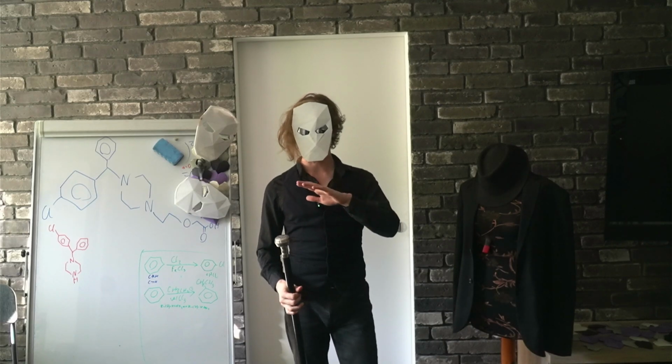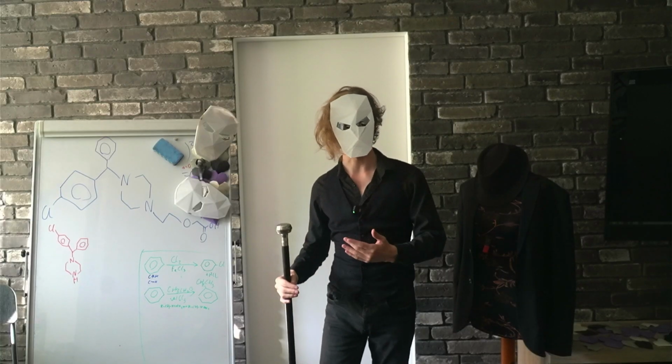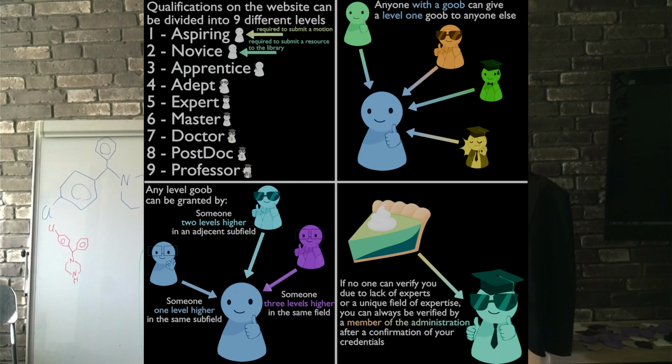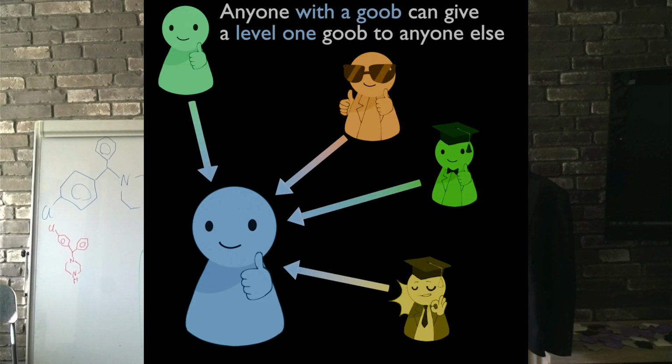Okay, so what are the requirements to verify others? I've made this graphic in order to explain it. It's a bit cramped, but it should give you a basic idea. Let's take classical mechanics, for example. Who can give out classical mechanics level 1? Anyone. Anyone in any subfield level 1 through 9 can give you classical mechanics level 1. That's it. Now, what about classical mechanics level N? So it could be level 3, level 5, level 4, level 7, whatever.